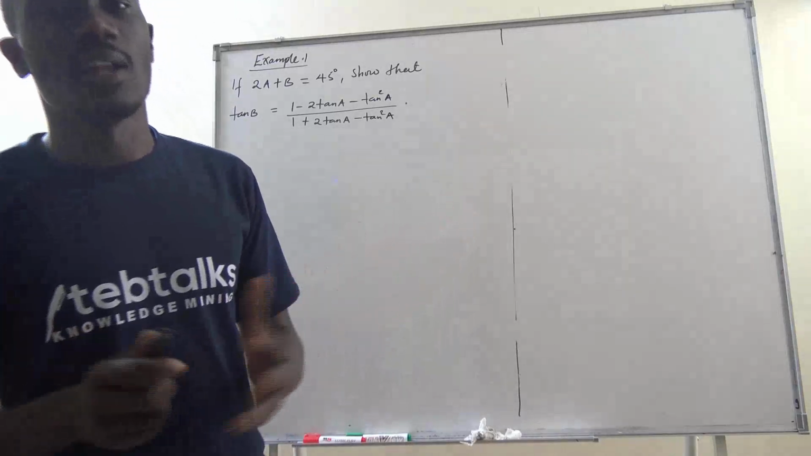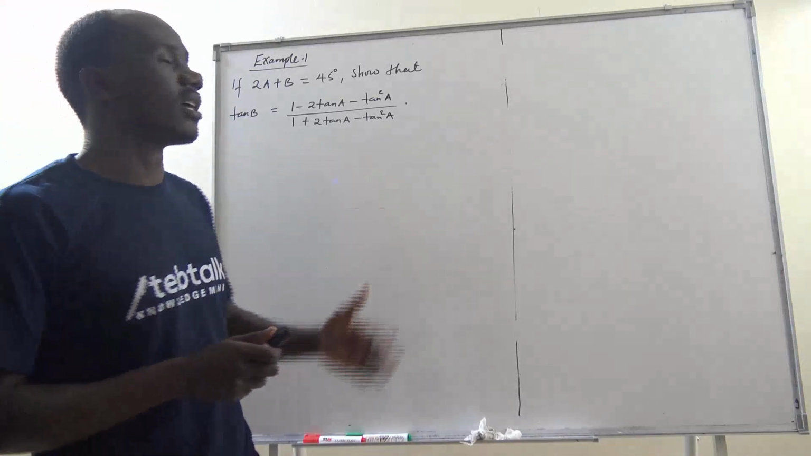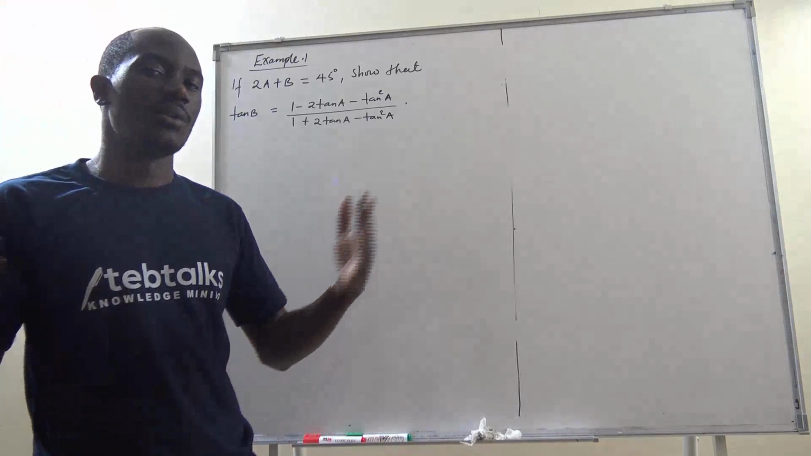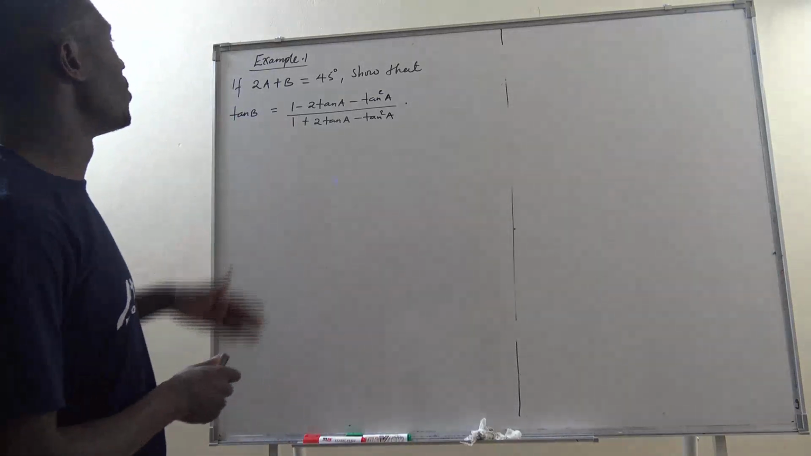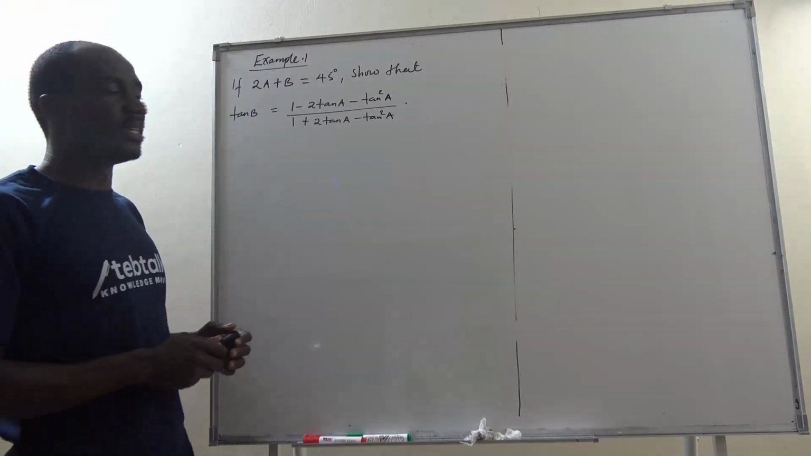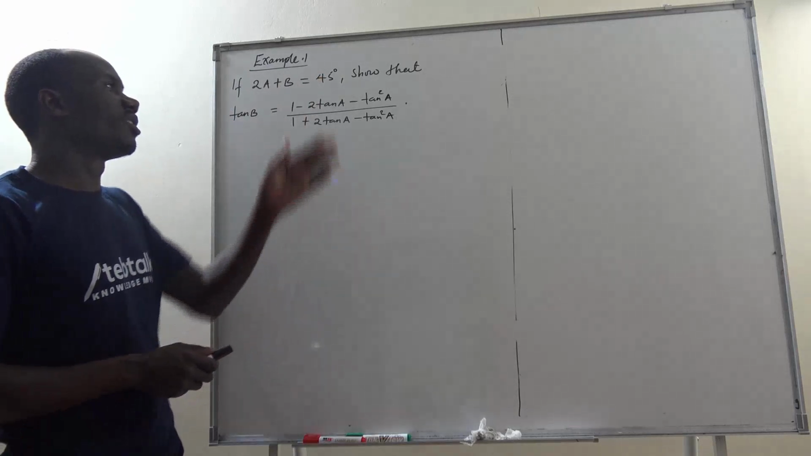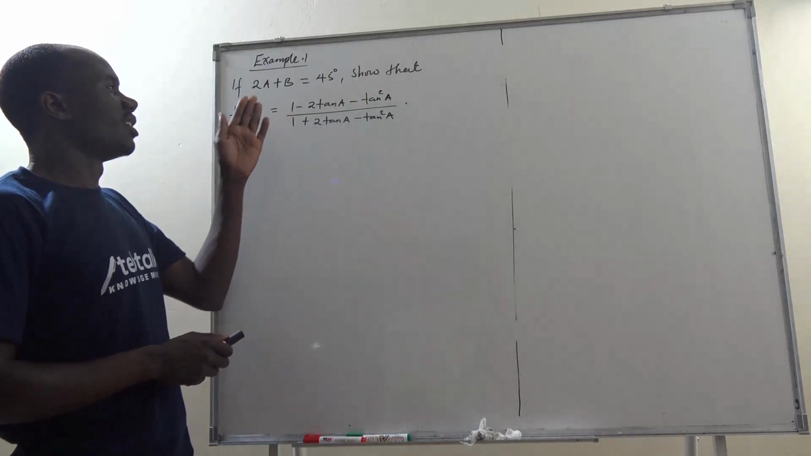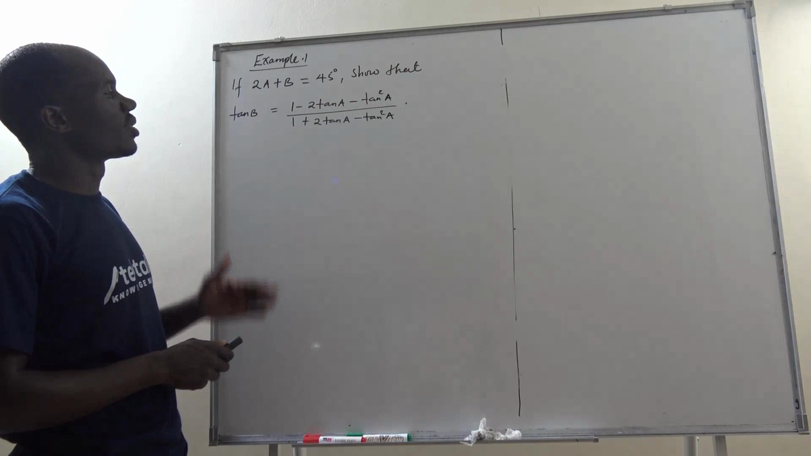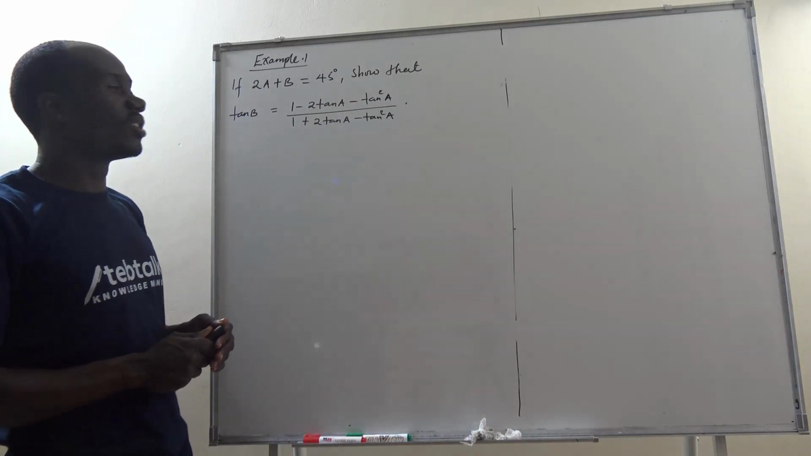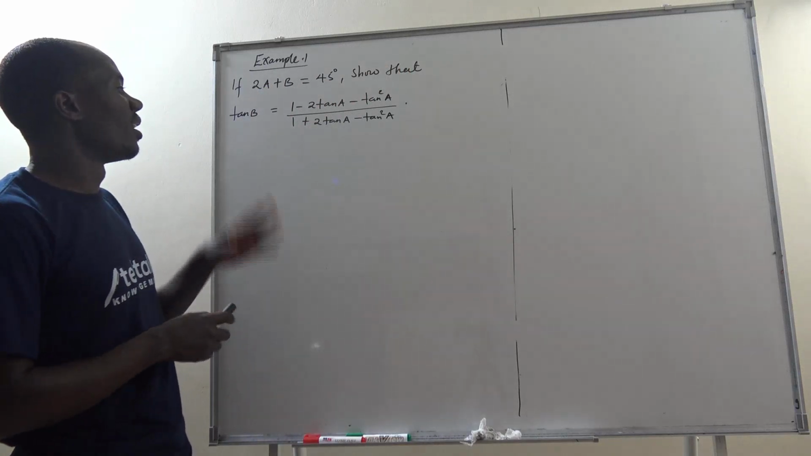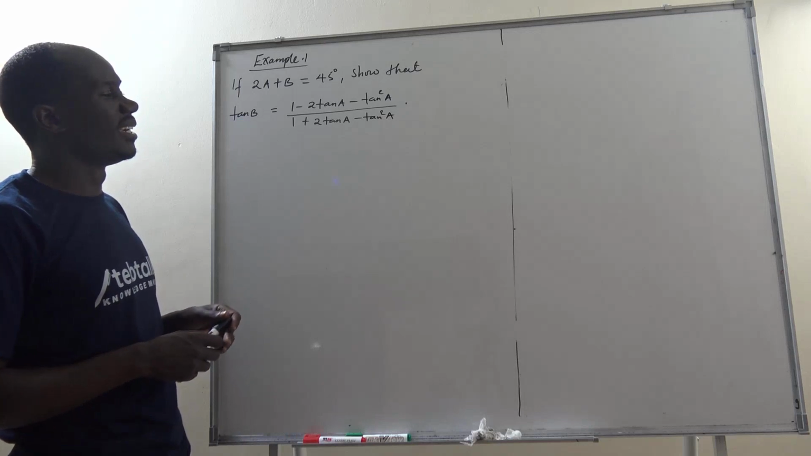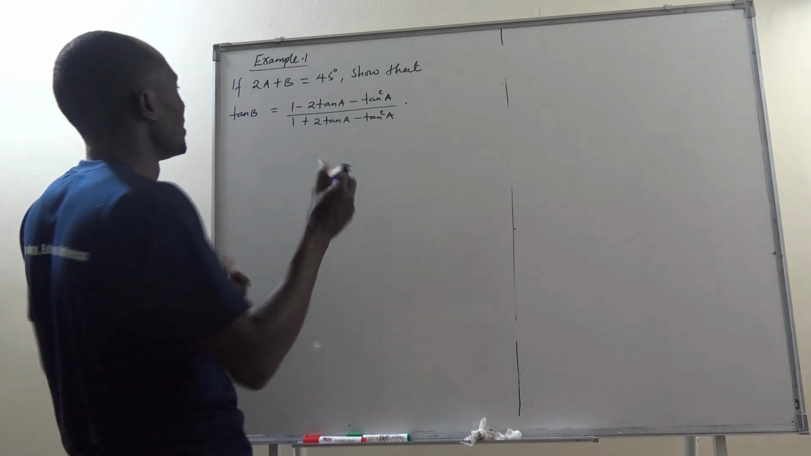So we are starting new examples. We are starting examples on double angle and triple angle formulas. The first example goes: if 2A plus B equals 45 degrees, show that tan B equals (1 minus 2 tan A minus tan squared A) all over (1 plus 2 tan A minus tan squared A).